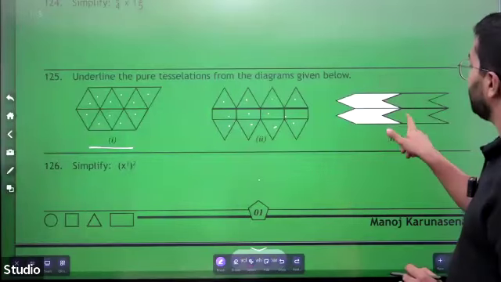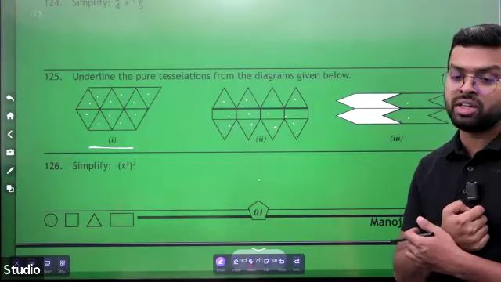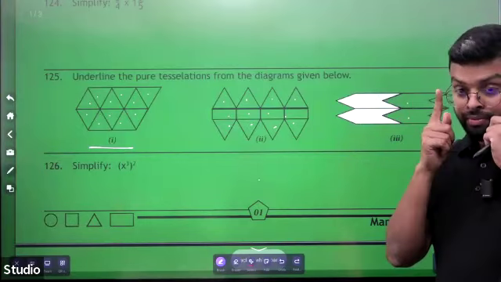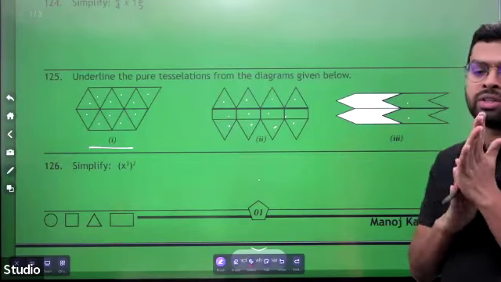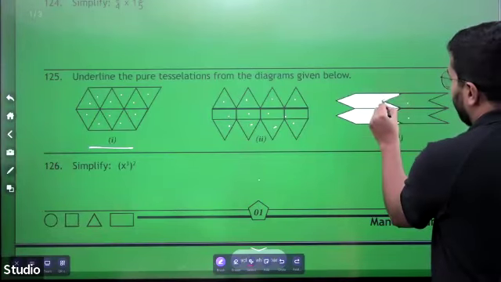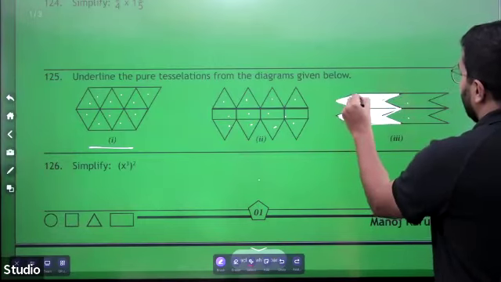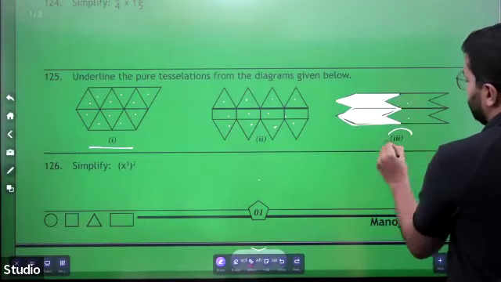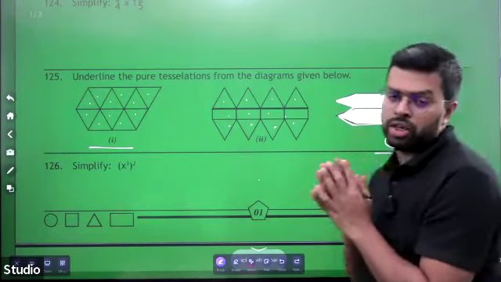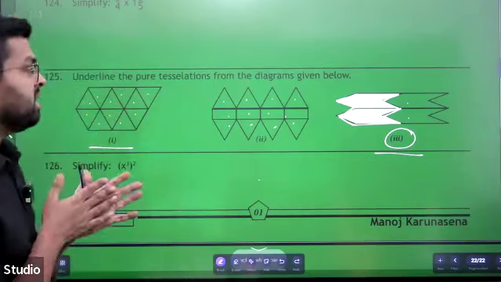Very good. What do you think about this one? A pure tessellation or semi-pure tessellation? The third one. What do you think about the third one? The third one itself is a pure tessellation, right? So I think this is again a pure tessellation. Do you all agree with me on that? First one and the third one are pure tessellations.